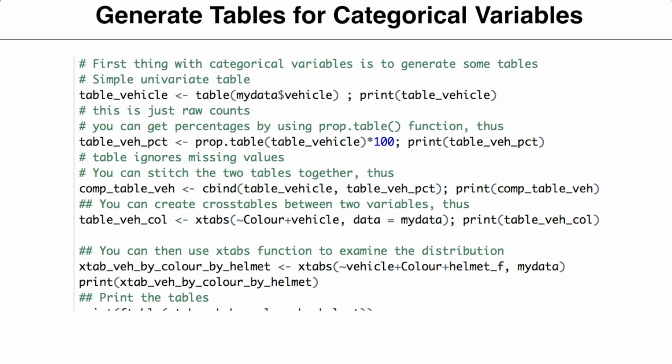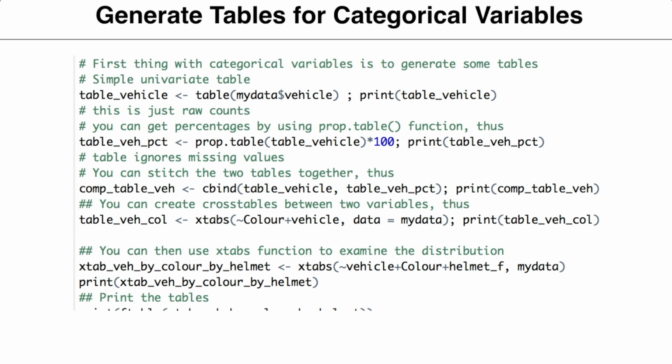This is when you have one variable to worry about. What happens if you've got more than one variable? So you've got two variables, you've got more than two variables. You use another function, which is known as xtabs.